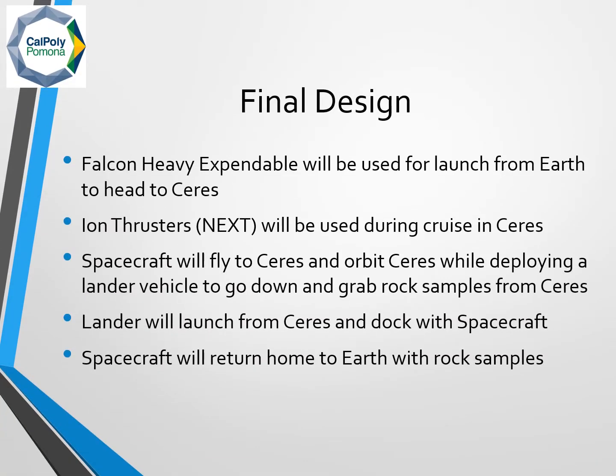To finalize our design, the Falcon Heavy expendable will be used for a launch from Earth to head to Ceres. Ion thrusters will be used during cruise. The spacecraft will fly to Ceres and orbit Ceres while deploying a lander vehicle to go down and grab rock samples from the surface. The lander will launch from Ceres and dock with the spacecraft, then return home to Earth.